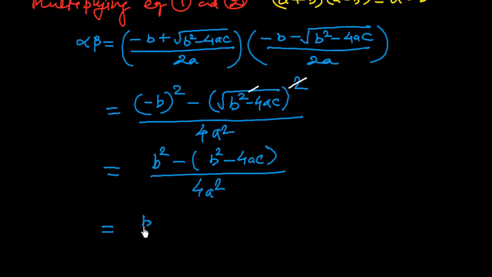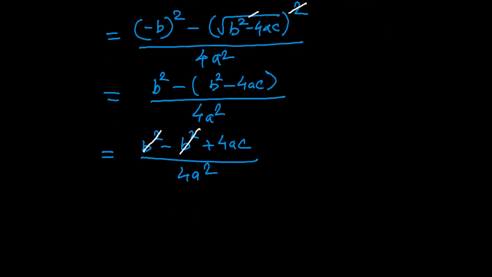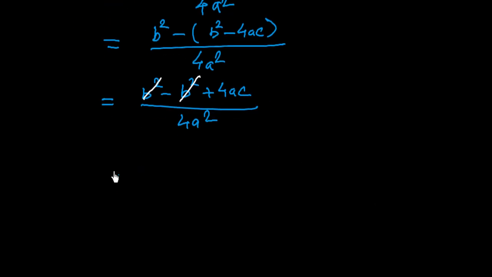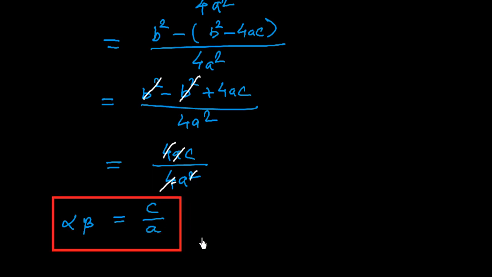So it is b square minus b square plus 4ac over 4a square. So this b square negative, this b square positive, both will eliminate each other, and it is equal to 4ac over 4a square. So here you see this square eliminates and 4 and 4 will eliminate. Finally we get here c over a, which is alpha into beta. So we have got here alpha into beta equal to c over a.